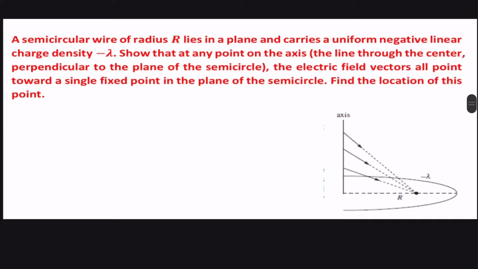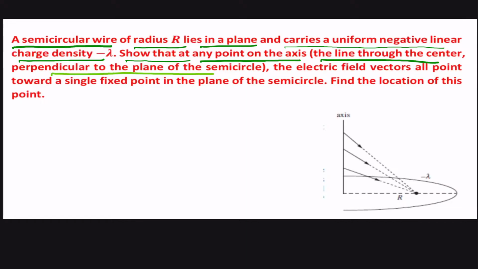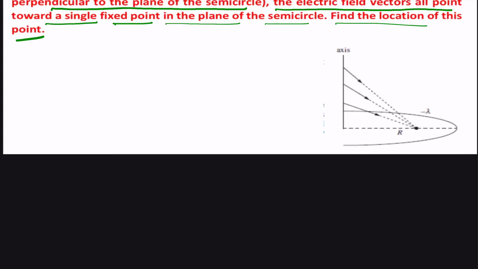The second question states that a semicircular wire of radius r lies in a plane and carries a uniform negative linear charge density minus lambda. Show that at any point on the axis, the line through the center perpendicular to the plane of the semicircle, the electric field vectors all point towards a single fixed point in the plane of the semicircle. Find the location of the point. Here you can say they have twisted the language a little bit, but if you look at the figure closely, it is quite simple.